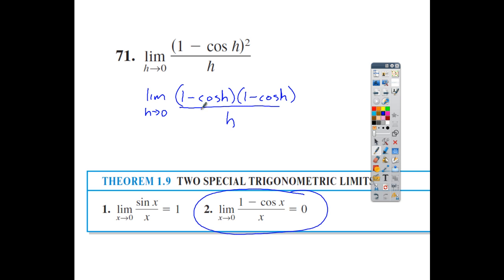And now 1 minus cosine of h over h, that gives us 0, times 1 minus cosine of 0. So 0 times anything is 0. And those are our solutions.